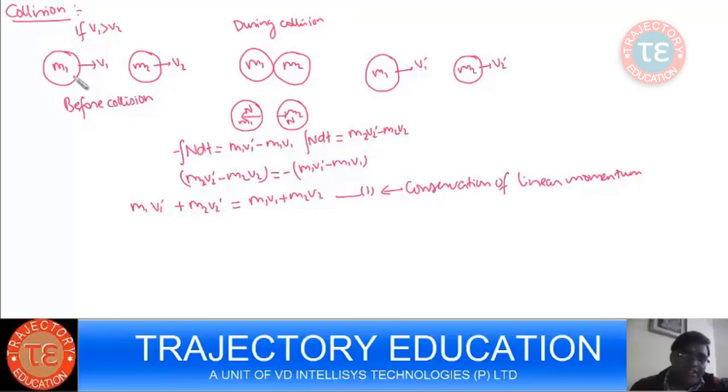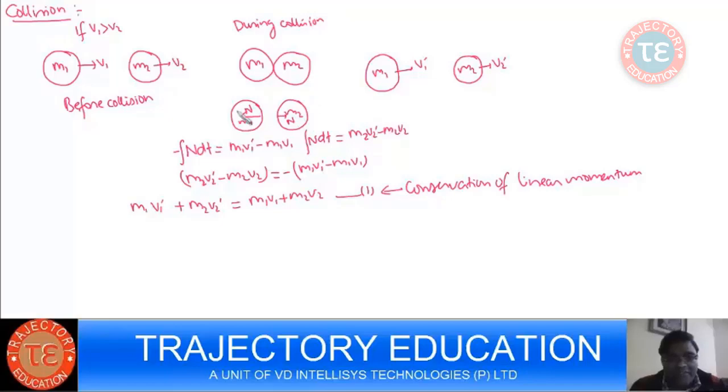Whatever momentum is lost by m1, an equal amount of momentum is gained by m2. So when they are colliding, they are sharing and transferring momentum to each other. m1 is transferring momentum to m2. The momentum of m1 is falling, the momentum of m2 is increasing. So m1 is giving some momentum to m2.